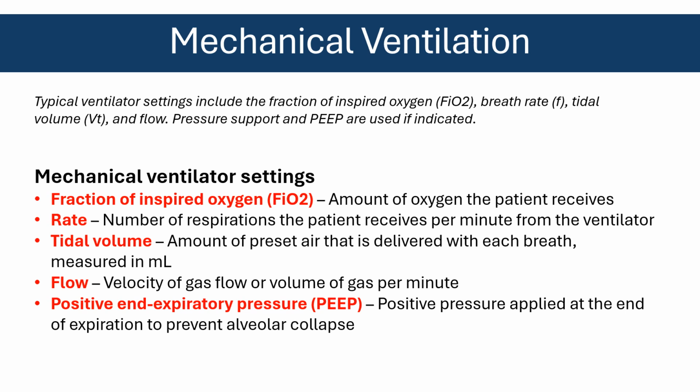The rate is the number of respirations the patient receives per minute. Again, this is programmed into the vent. Tidal volume is the preset amount of air delivered with each breath. It's kind of like the amount of air in mLs that you breathe in. Then the flow is the velocity of gas flow, or volume of gas per minute.